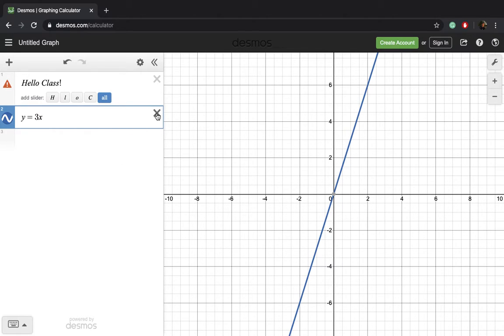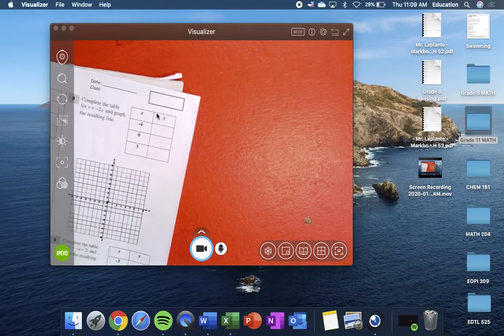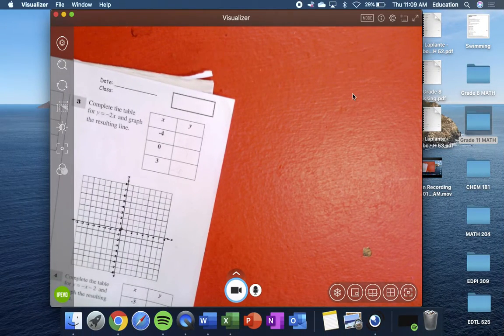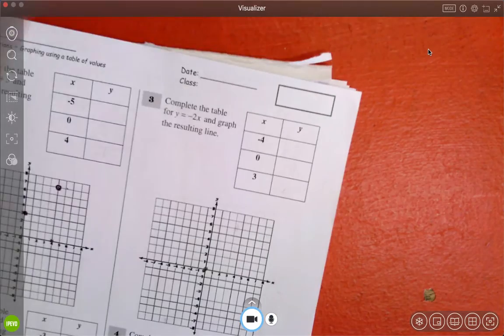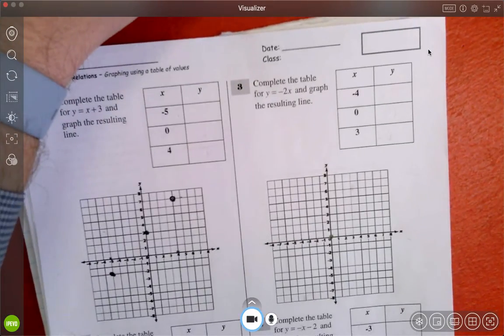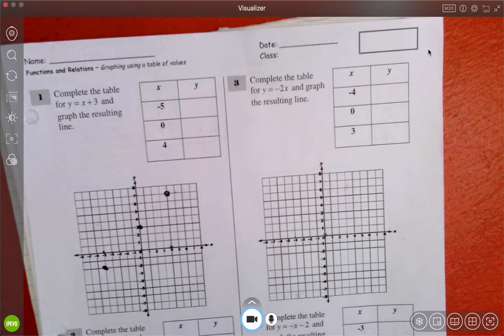Okay. So for today, what we're going to be doing is this worksheet here. And as we go through the worksheet, we're not going to be embarrassed and we're not going to be shy about asking questions. I'm going to teach you and see how much you guys know. So we're going to do it together.